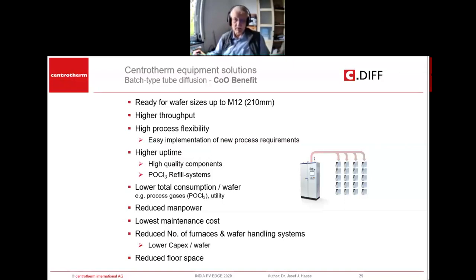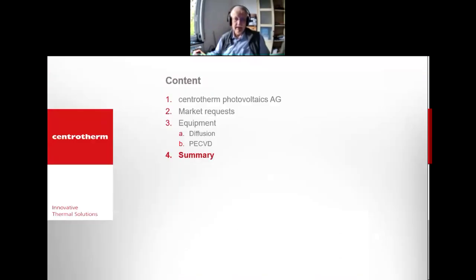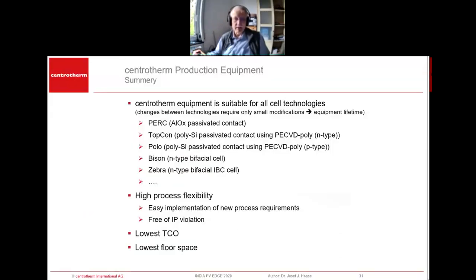To get the systems more stable, to get the process variation smaller as it is required now for the newer high efficiency processes. Lower total consumption in POCL, reduced manpower, lower maintenance costs, and also the same, less machines means less handlings, less tubing, everything. And the reduced floor space again helps capacity in the same space. Next, please.